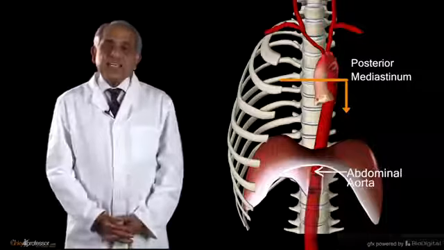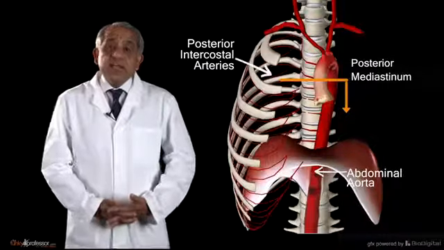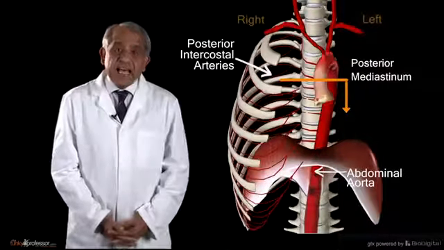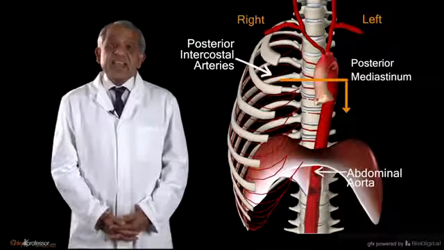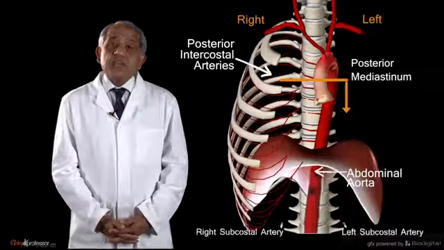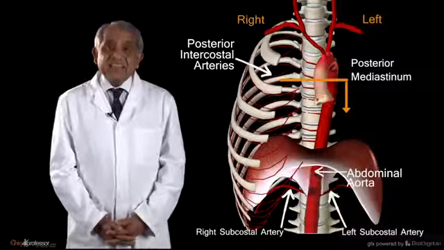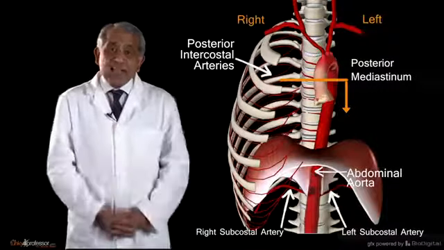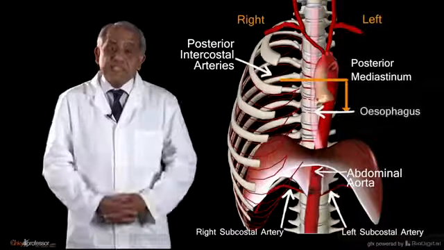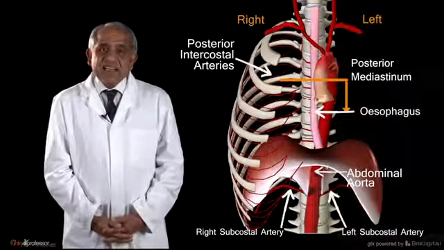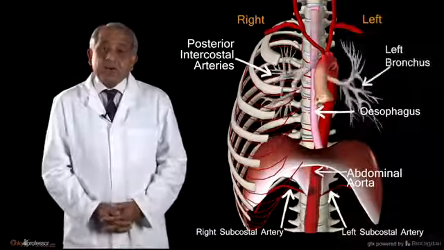The branches of the descending thoracic aorta are the posterior intercostal arteries for the lower 9 intercostal spaces, both on the right and left sides. So in other words, 9 pairs of intercostal arteries. In addition, the descending thoracic aorta gives rise to the right and left subcostal arteries. It doesn't stop there. The descending thoracic aorta, from its anterior aspect, gives rise to a variable number of small branches that supply the esophagus in the posterior mediastinum. Additionally, the descending thoracic aorta frequently gives branches that supply the left bronchus.